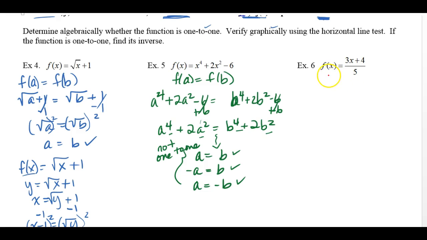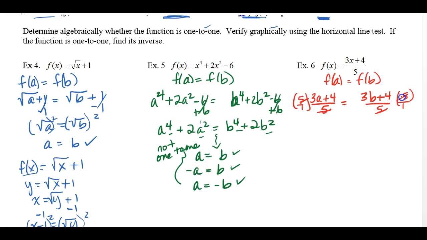All right? So again, I want to see if f of a is equal to f of b, meaning a and b would be the same. So I rewrite the function with a, and I rewrite the function with b, and I start to solve this. So I'm going to multiply both sides by 5 over 1. The 5's will cancel. Then I have 3a plus 4 equals 3b plus 4. Well, if I subtract the 4's, now I have 3a equals 3b. Divide by 3, then I get a equals b.